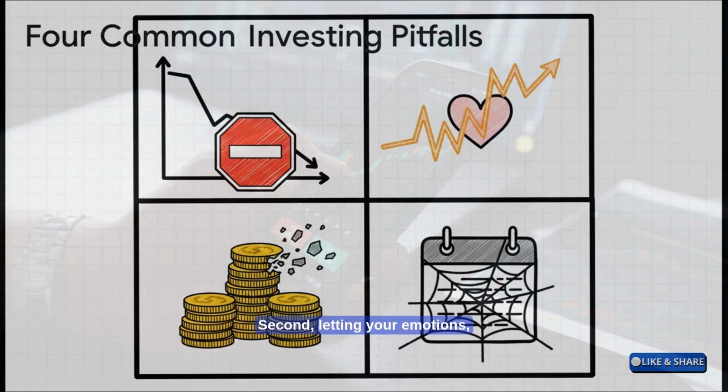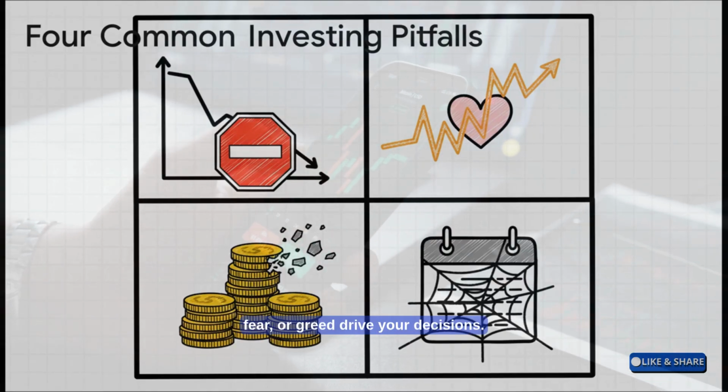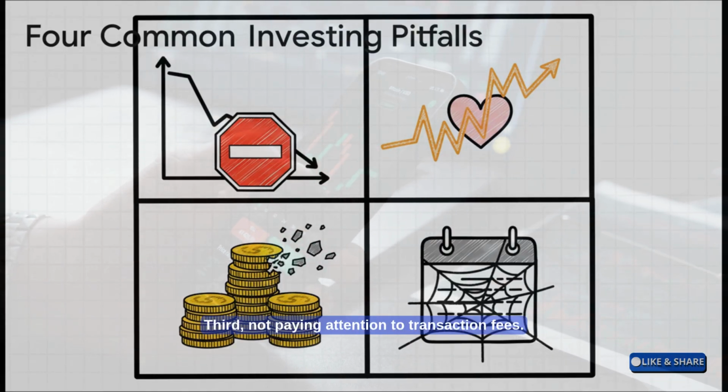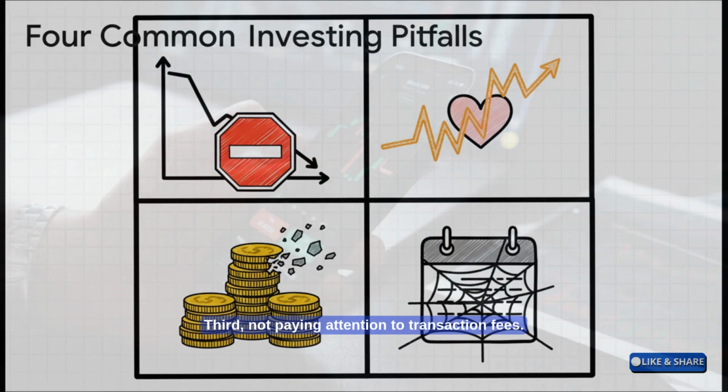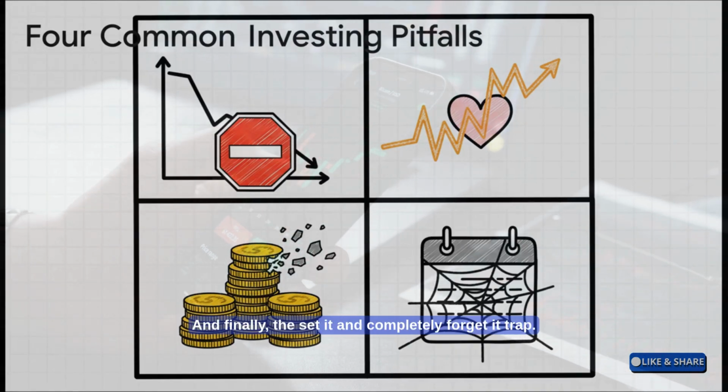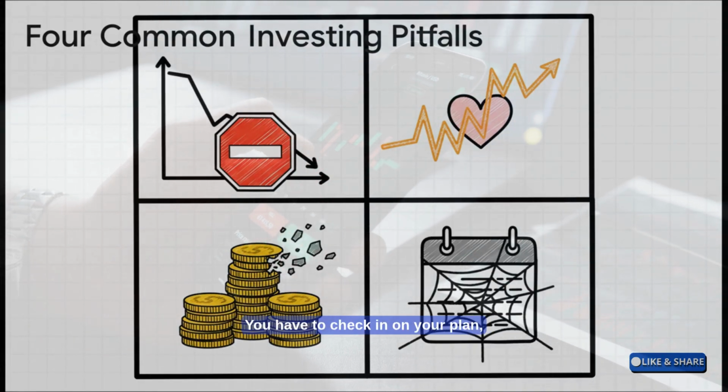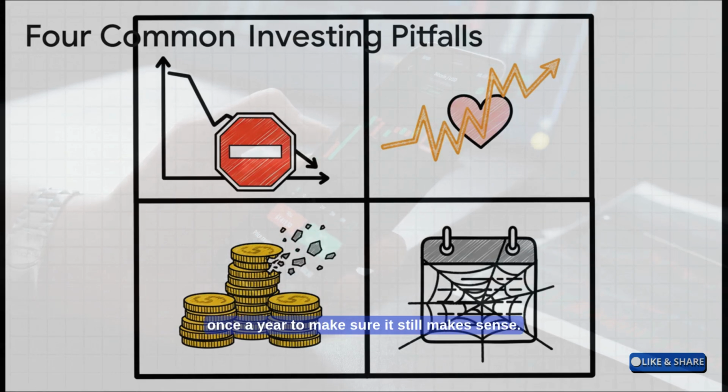Second, letting your emotions, fear or greed, drive your decisions. That's a recipe for disaster. Third, not paying attention to transaction fees. They can eat up your returns. And finally, the set it and completely forget it trap. You have to check in on your plan at least once a year to make sure it still makes sense.